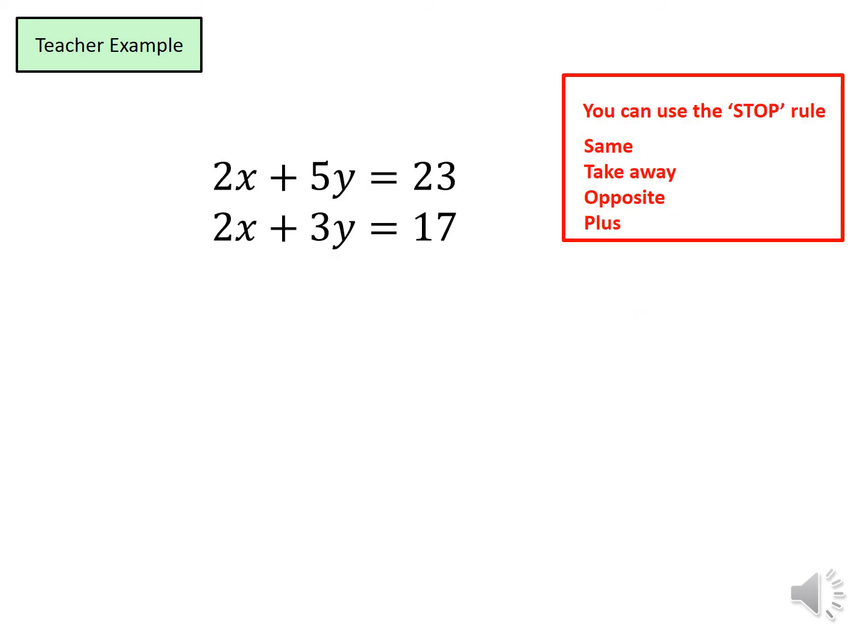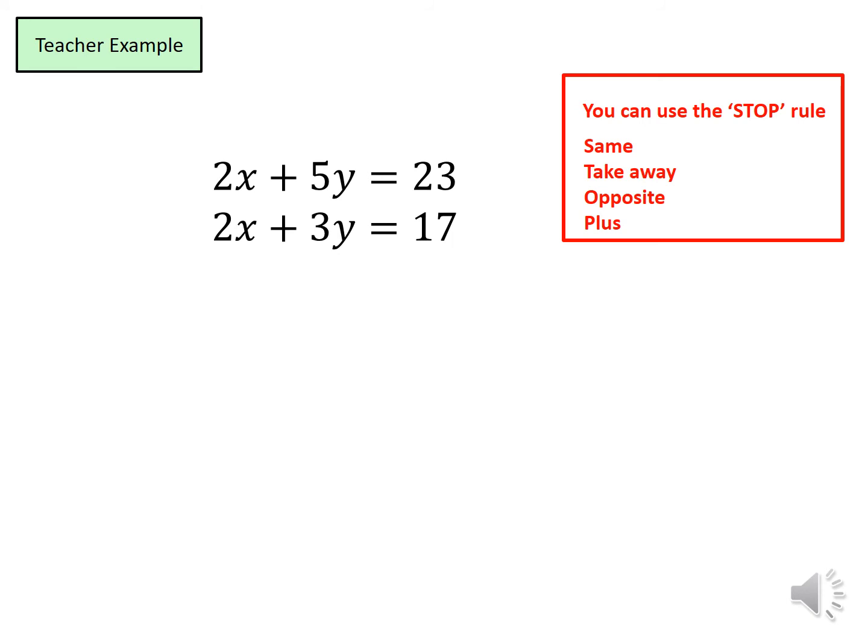Now looking at this pair of simultaneous equations, again we're going to use the elimination method. In order to eliminate either the x's or the y's, I need the same number in front of either the x or the y. Looking at these two equations, I can see that both the x's have a number 2 in front of them. So the coefficient of both of them is 2. Therefore, I can eliminate the x's.